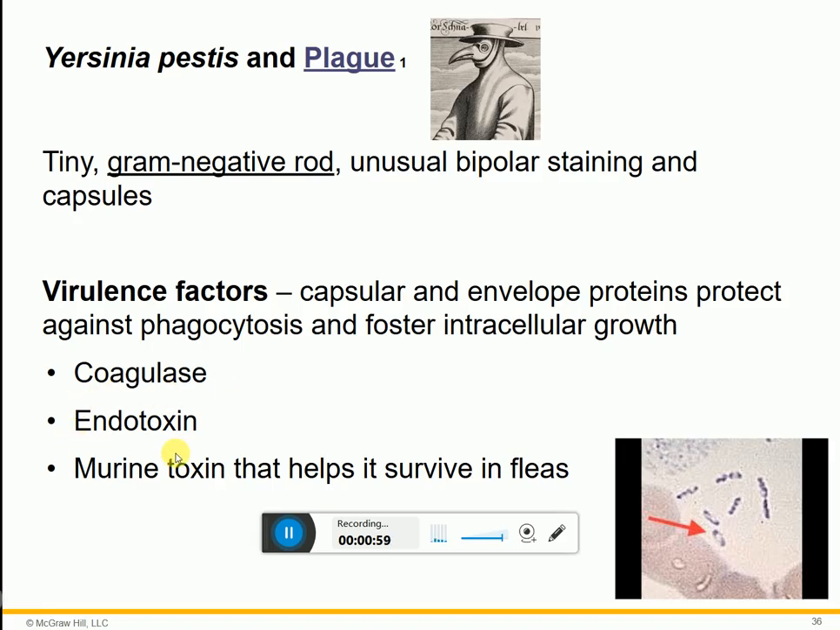It has an endotoxin. The endotoxin, again, is the lipopolysaccharides that are found in all of these gram-negative bacteria. It also secretes this murine toxin. Murine toxin is important in the life cycle. Part of the life cycle are fleas. Fleas don't get sick because of Yersinia pestis, but they do transmit the disease to humans. And the reason that Yersinia pestis can survive in fleas is because of this murine toxin. So it's a very important part of the life cycle.